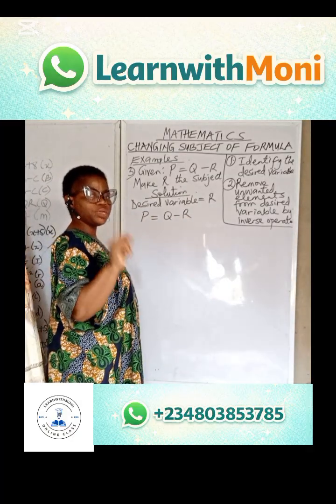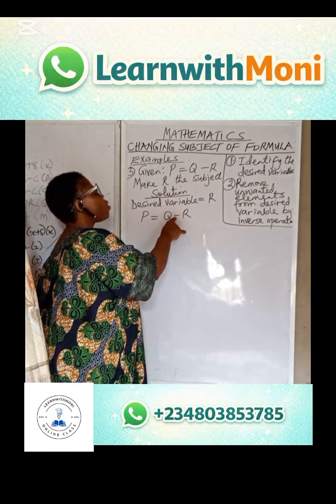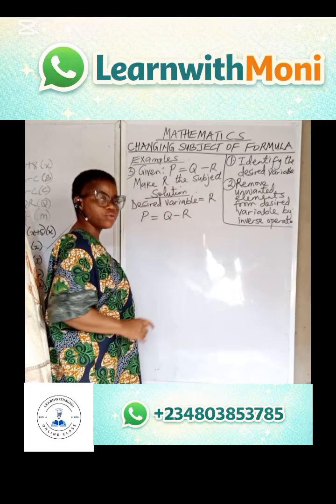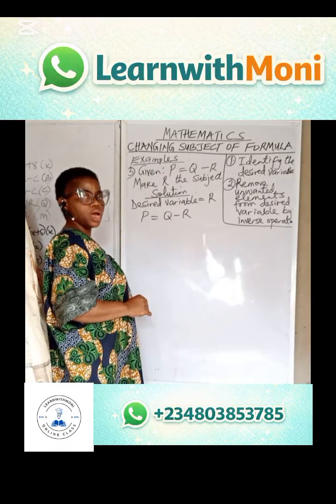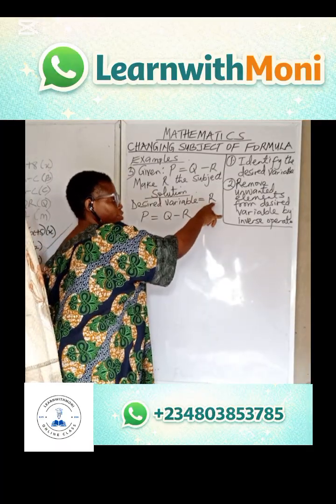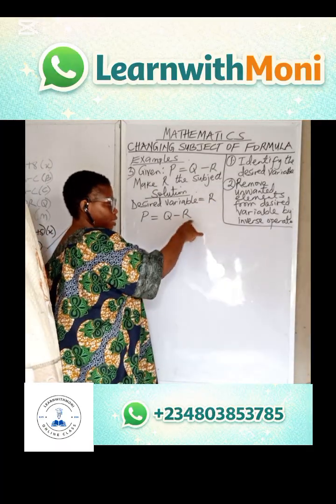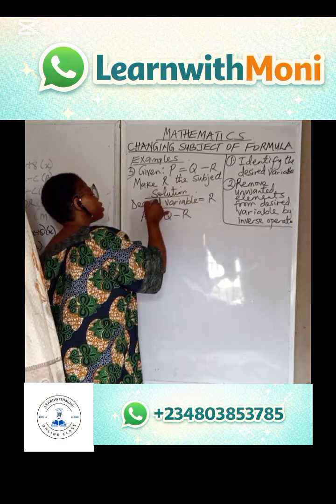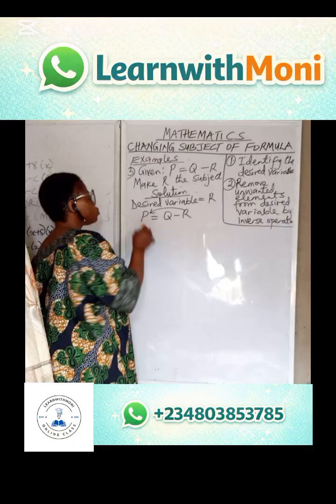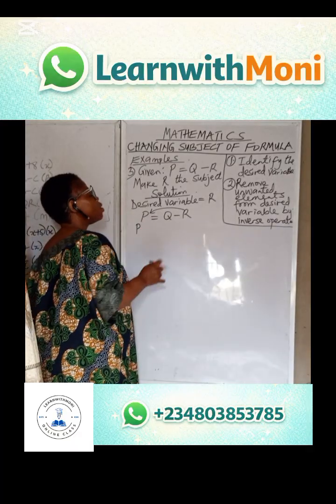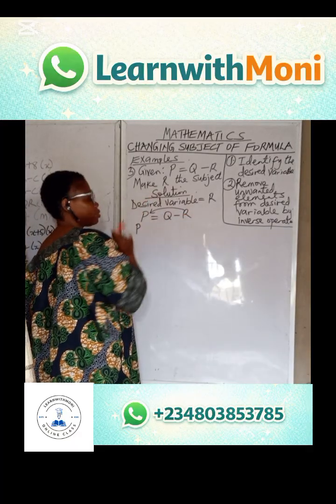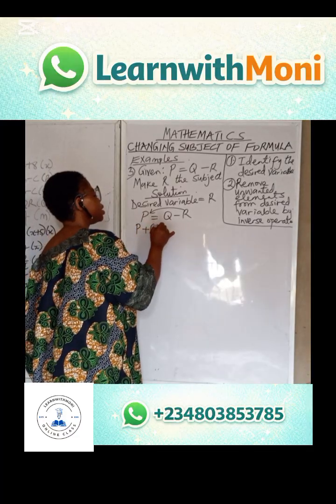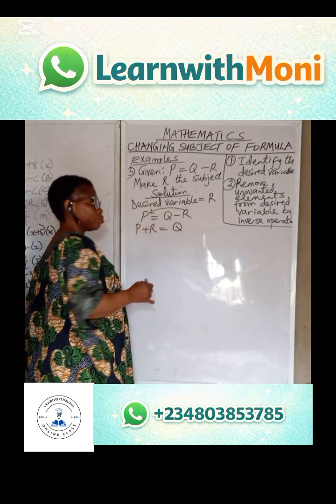My reason for doing that is because I want my R to change from negative R to positive R. I desire to have positive R and not negative R. So I will take the negative R to the left hand side so that I have P. When the negative R gets to the left hand side, it becomes positive R equals Q.